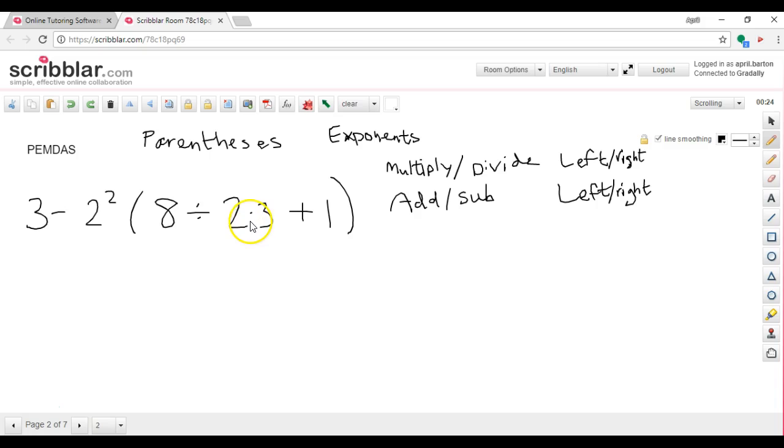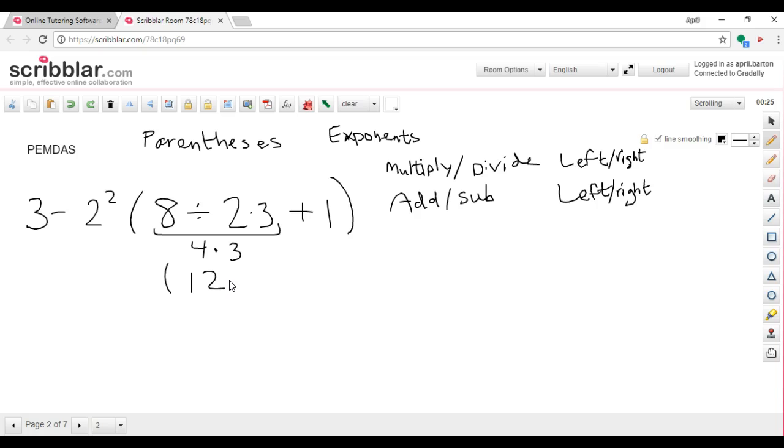So I see divide and multiply all in order, so we just need to follow left to right. Even though divide comes before multiply, we just go left to right. So we do the 8 divided by 2, which is 4. Once we get that answer, we take that answer and multiply it now by 3. 4 times 3 is 12.